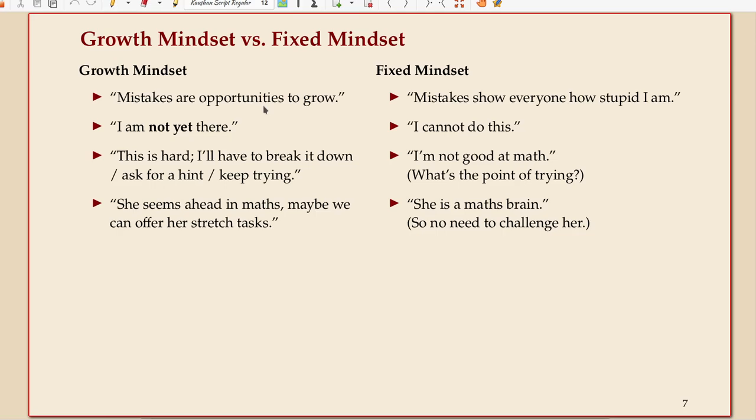Growth mindset is the idea that if you make mistakes, that's an opportunity for you to learn, to grow. Whereas a fixed mindset would be to say, if I make a mistake, that just shows that I can't do it. And even worse, it shows everyone how stupid I am. So I won't make mistakes, or I won't admit them. I will avoid it. I'd rather not even try it, right?